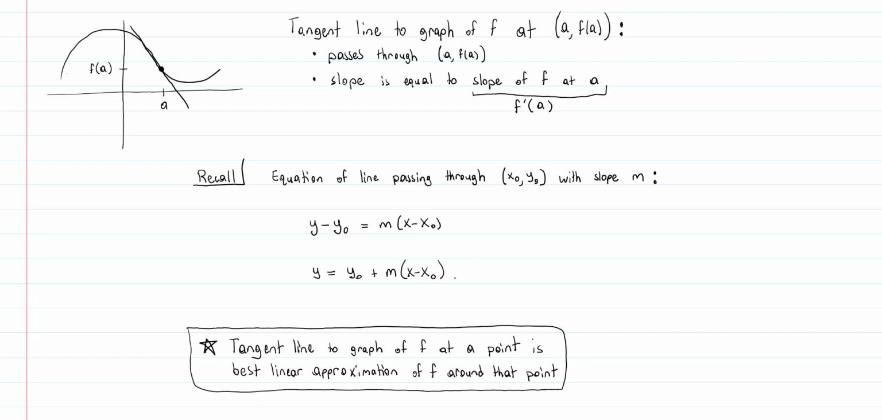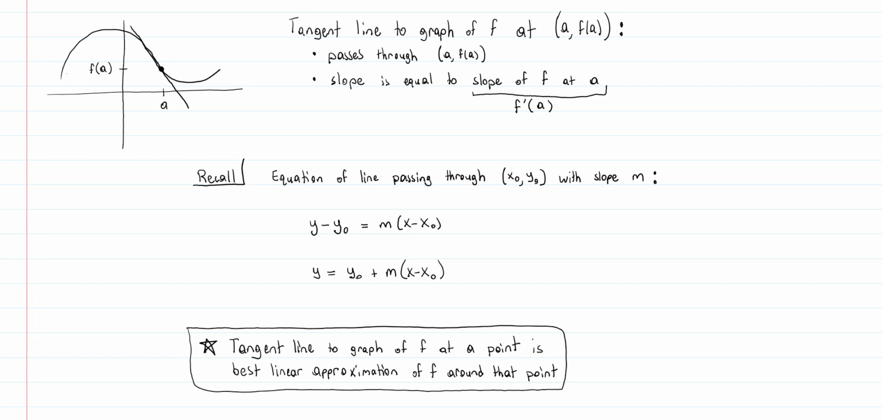Now, the most important property of the tangent line is that the tangent line to the graph of f at a point is, in a certain sense, the best linear approximation of f around that point. So in the picture, the tangent line approximates our function f pretty closely near this point. Further away from the point, it's not a good approximation anymore, but it's pretty good near that point.